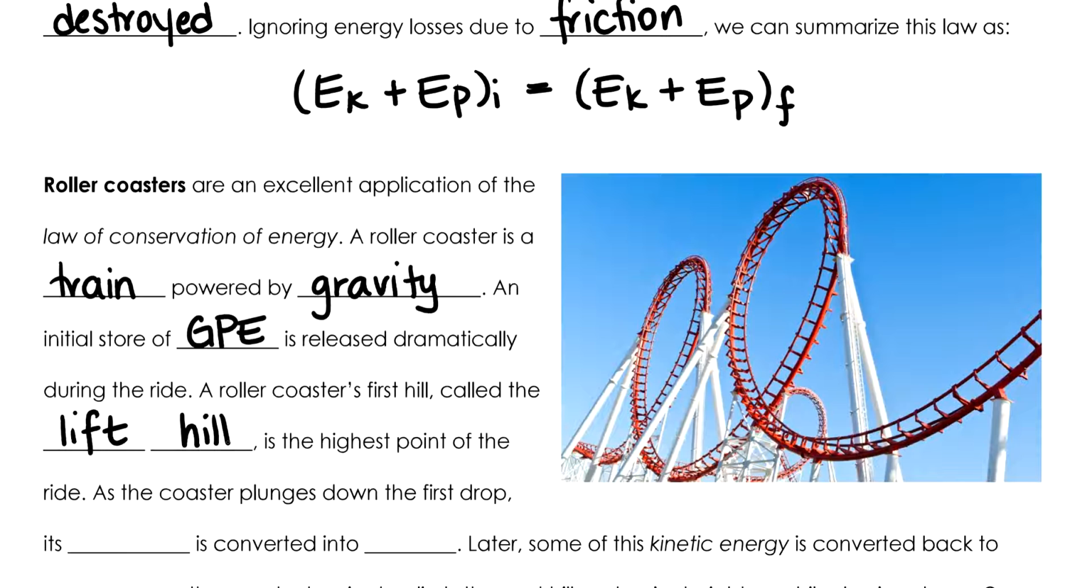If you've ever ridden the wooden roller coaster at Playland, this is exactly the technology that it uses in its design. The lift hill is the highest point of the ride, and so as the roller coaster plunges down the first drop, all of the gravitational potential energy that it had is converted into kinetic energy, or KE.